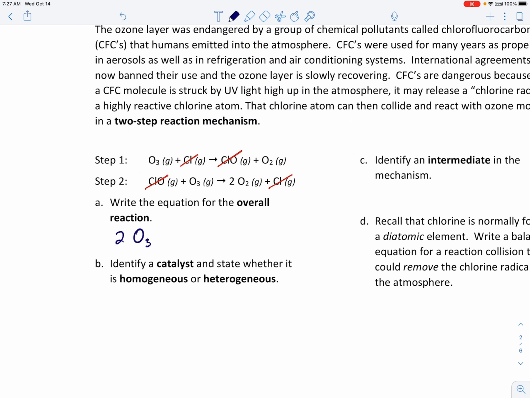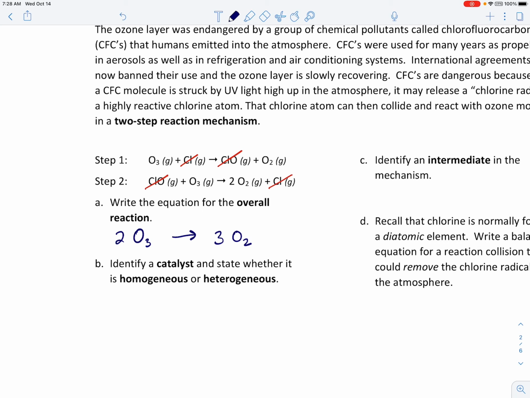So we have 2 molecules of ozone. I'll leave out the phases to make it simpler. That's going to produce 3 molecules of oxygen gas. Notice that your overall reaction does have to be balanced. If it's not balanced, you've missed something or you just copied something down incorrectly.